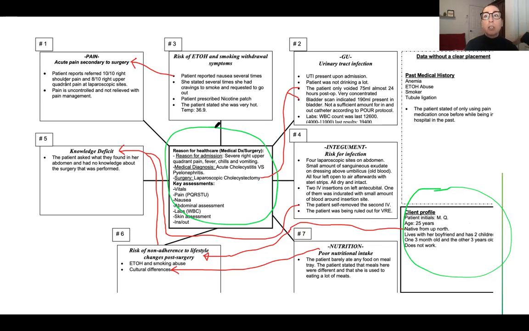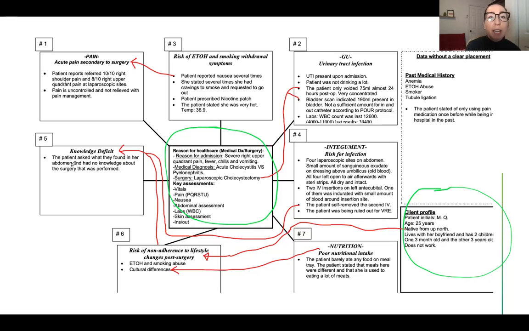If we go to the middle box, which is usually your central box, you've got your reason for admission, so the symptoms that brought the patient to the emergency. In her case, it was severe right upper quadrant pain, fever, chills, vomiting, symptoms that you can't ignore. She was diagnosed with acute cholecystitis. That was her final diagnosis, and there were no differentials. And she got a cholecystectomy, which is a surgery, a removal of the gallbladder.